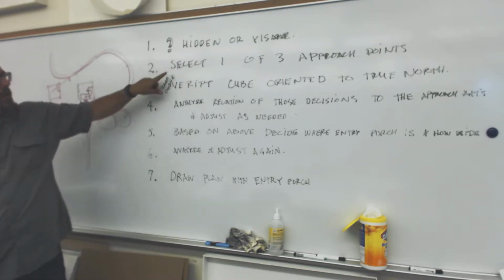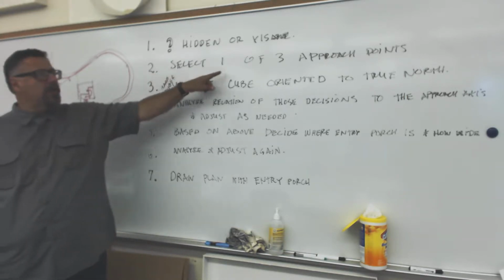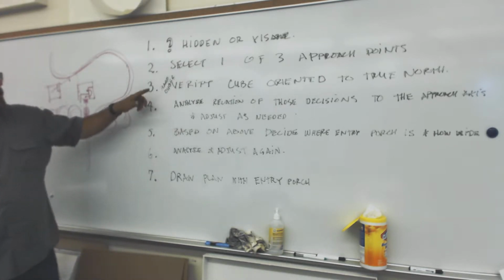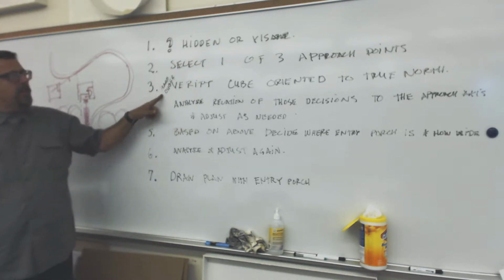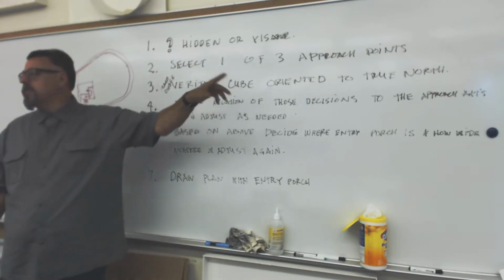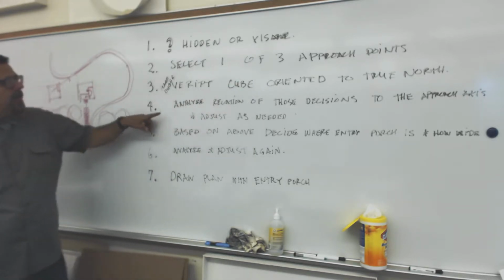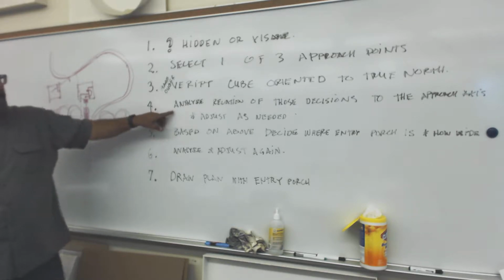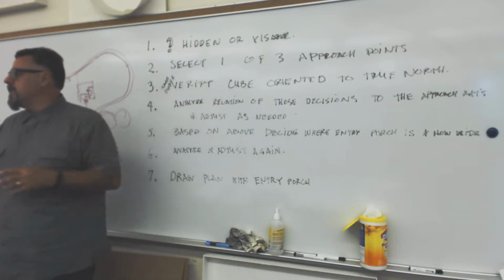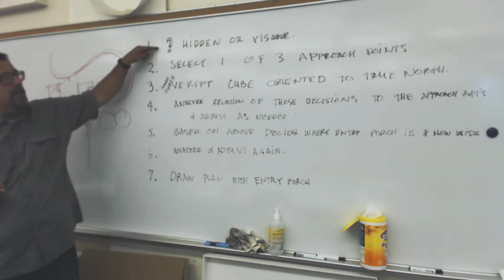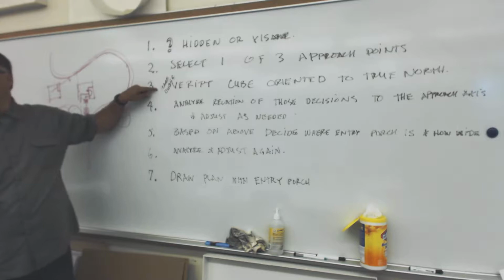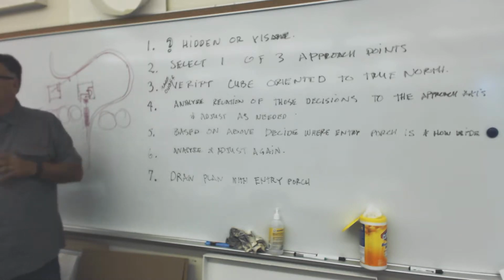That's no problem. Second thing is, in deciding where you're going to place it, which of the approaches you want to pick for it. You all did that, right? Then the next thing is to place the cube and verify that it's oriented to true north. Most of you did that, right? The next thing you should have done is to analyze the relationship of those decisions: hidden, which access point, and putting it on the site oriented to true north.